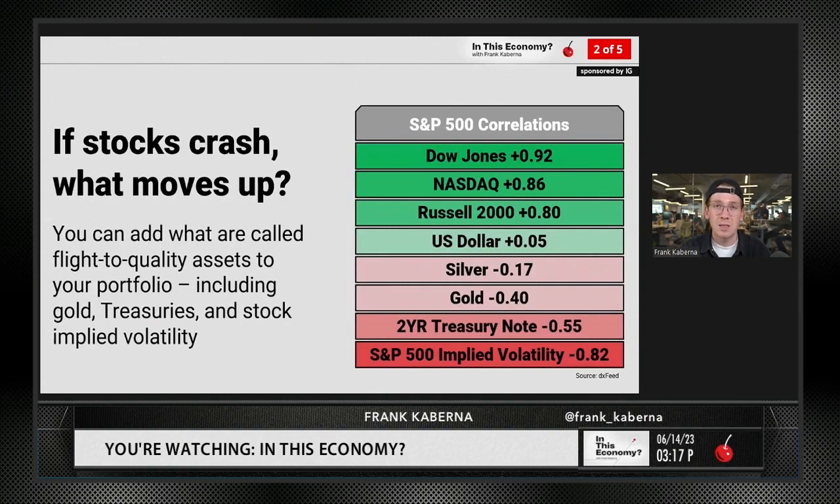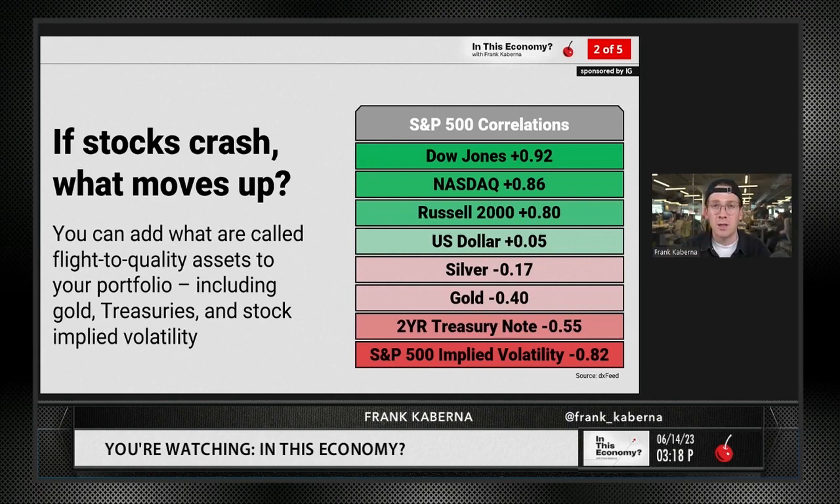And that makes sense, right? Implied volatility is a measure of options prices. And if a market like the S&P 500 is crashing, people are usually buying more options. The price of options is increasing. Thus, the implied volatility measure within those option prices is increasing. So very direct relationship. Stocks down, option prices up, implied volatility up.